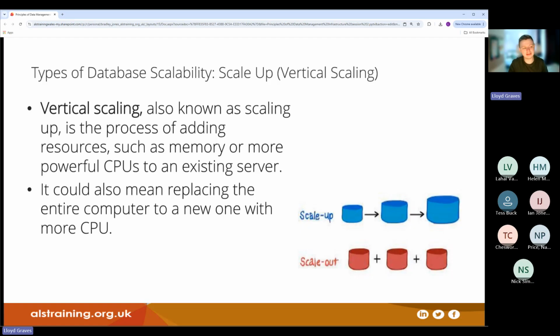So vertical scaling, or sometimes it's called scaling up, is the process of adding resources. It could be memory or more powerful CPUs to an existing server. So if you think about a smaller organization, this is the type of thing that they might be using.